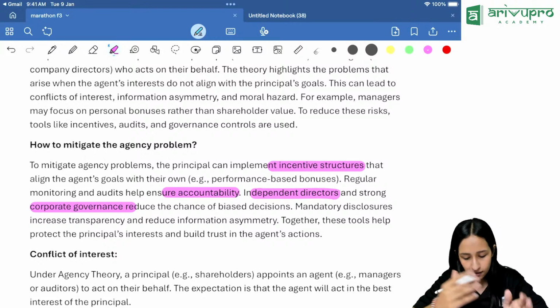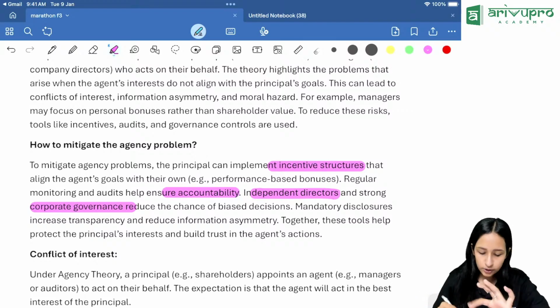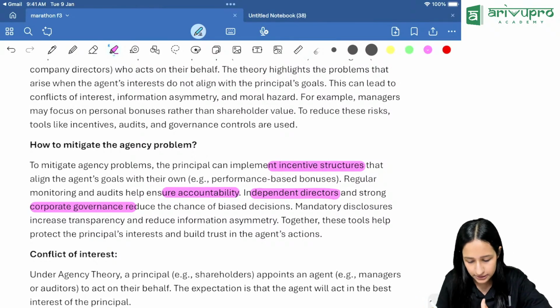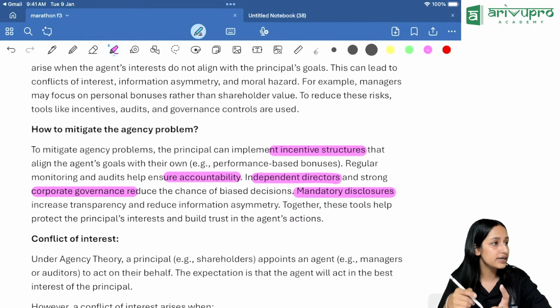But if they do not have this corporate governance, if they do not have independent directors, they'll be like, who's going to catch us? We're the final bosses anyway. Okay, so that's not how you mitigate it. You need to have corporate governance, you need to have independent directors, you need to make sure that disclosures are mandatory and transparent.